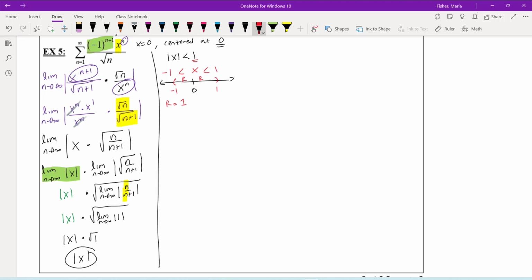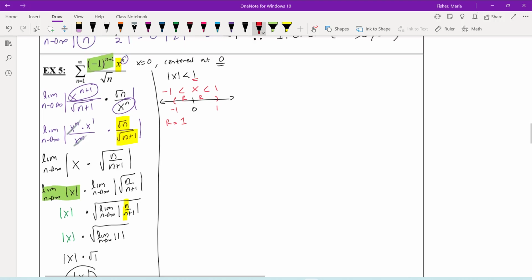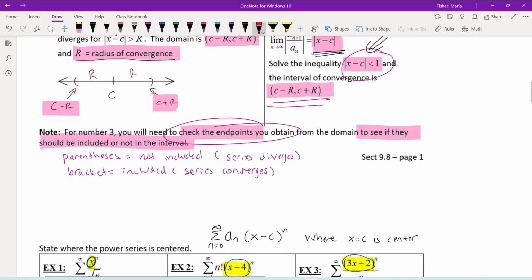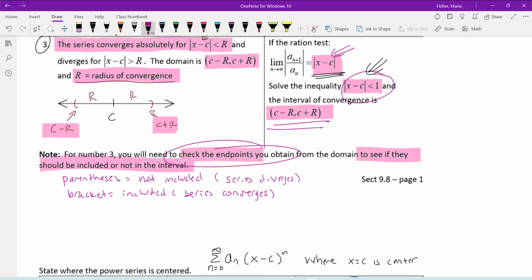Now, we have to check the endpoints because anytime we end up with number 3, we have to check the endpoints to see if they need to be included or not included. Included will happen if the series converges at that endpoint, and excluded will happen if the series diverges at that endpoint. So let's go ahead and check x equal negative 1 and x equal 1 and see what happens.